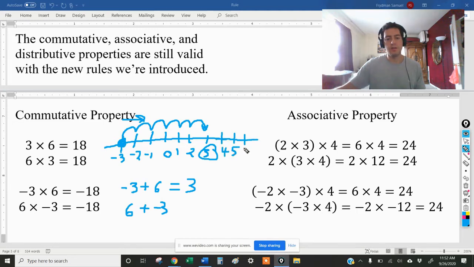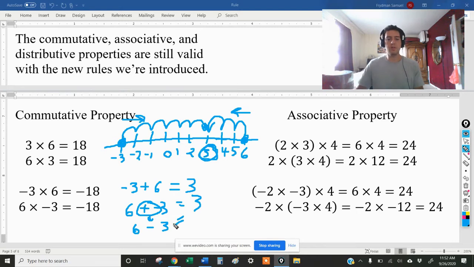So this would mean that I start at 6, and then if I'm adding -3, I move to the left 3 spaces. So from here, I'm going to count 1, 2, 3 spaces to the left. And you can see I landed on the same number, +3. And you also could have done that by remembering the rewriting rules. 6 plus -3 is the same thing as 6 minus 3, which again is just equal to 3.